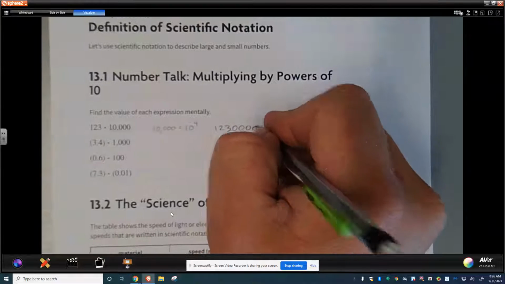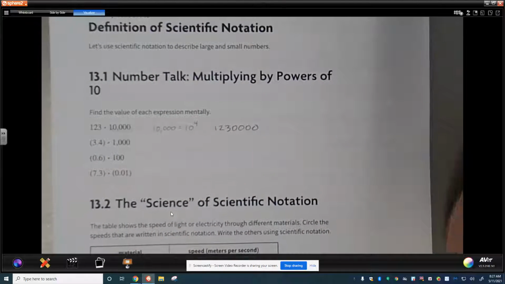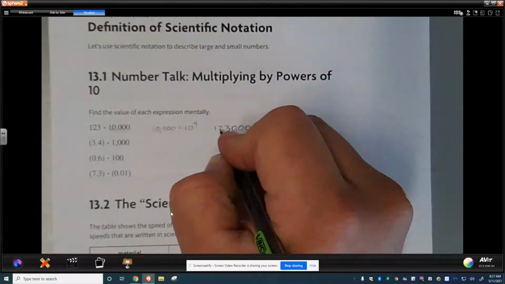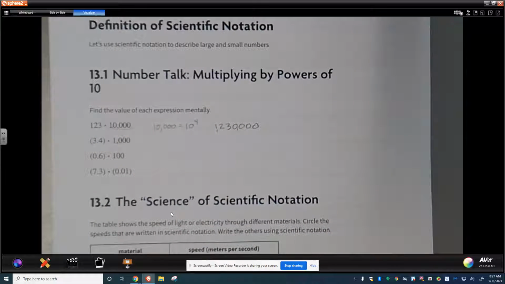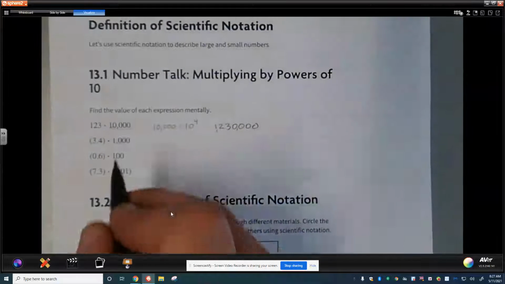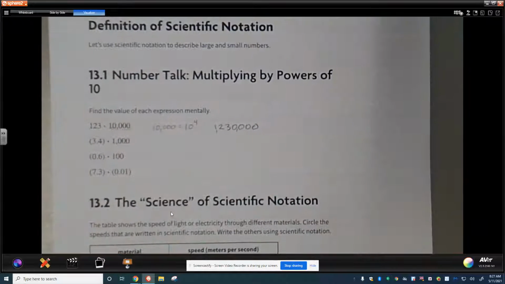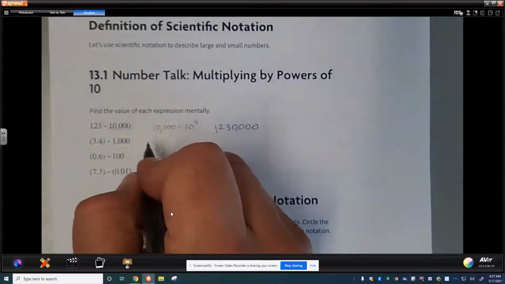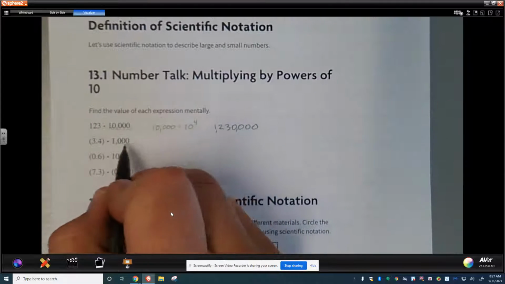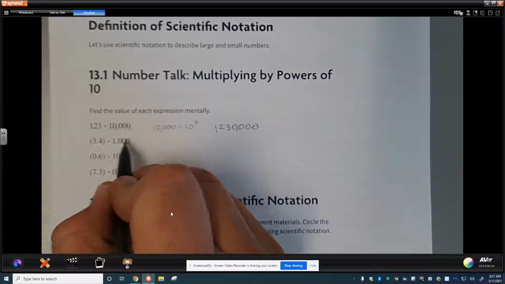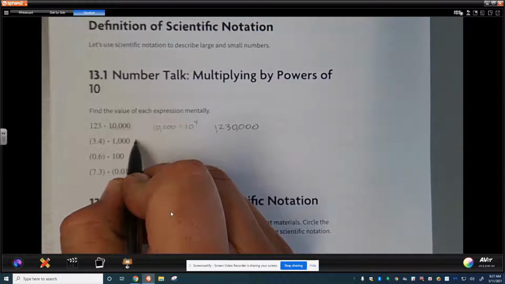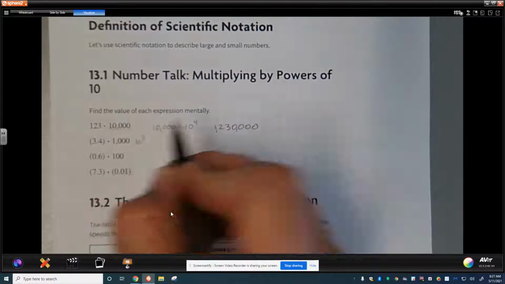4 times. In this case, we can simply add 4 zeros onto the end, but I do not want you to start thinking that this is how scientific notation works. It does help us to mentally calculate these values pretty quickly and pretty easily. 3 and 4 tenths times 1,000 means we are going to multiply by 10 to the third power.